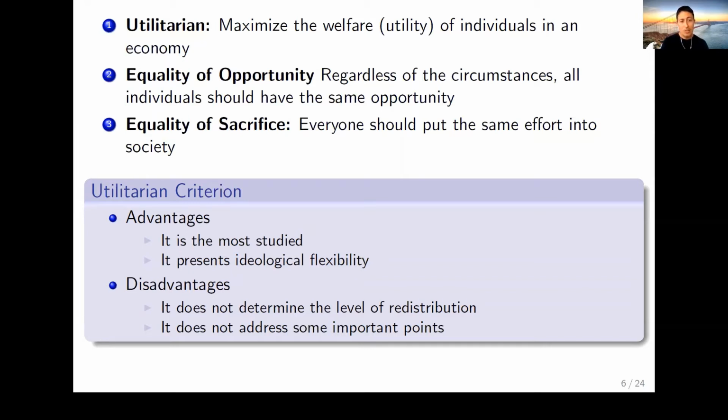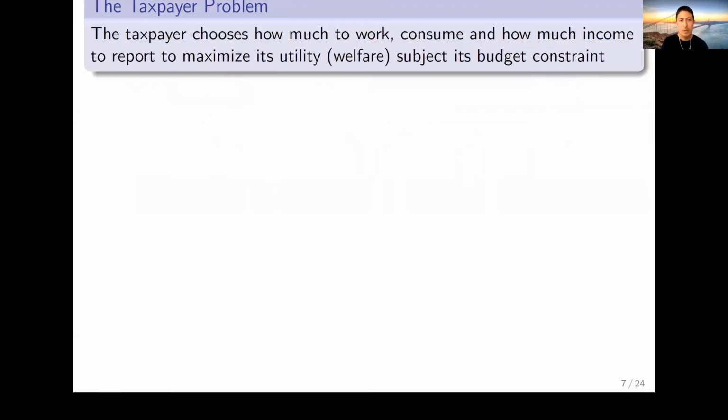The disadvantages of the utilitarian criteria are, first, that it doesn't determine the precise level of redistribution, exactly because it has this ideological flexibility. And the second one is that it doesn't address an important point. For a lot of us, equality of opportunity is something important that we care about, but the utilitarian criteria doesn't address that. It just talks about redistribution and not about equality of opportunity.